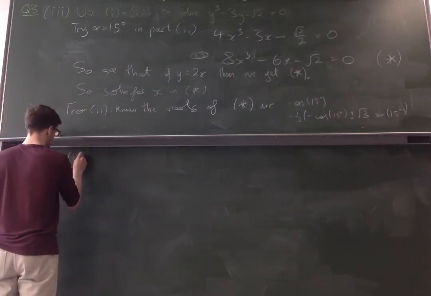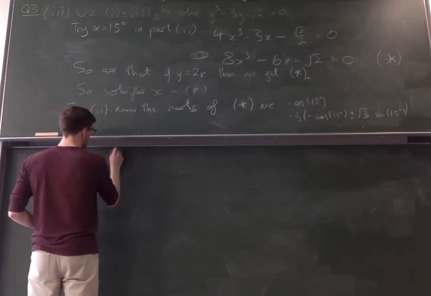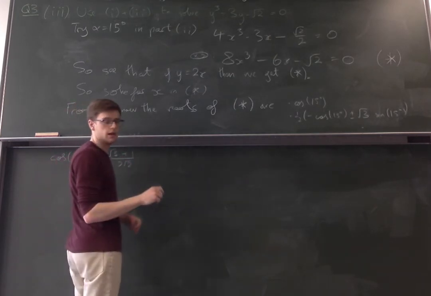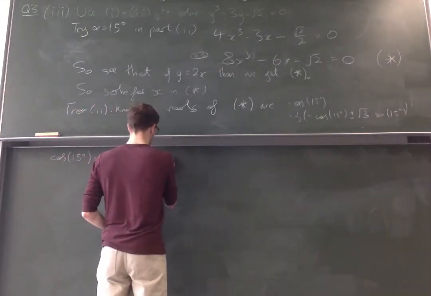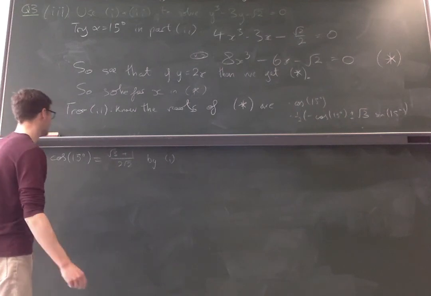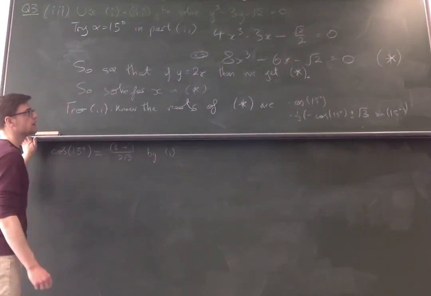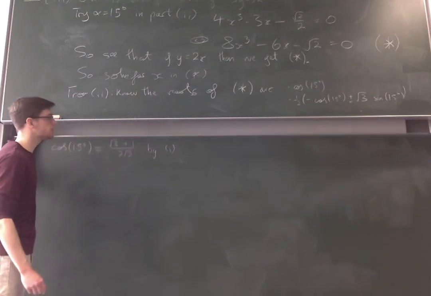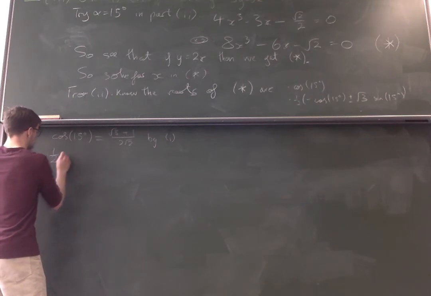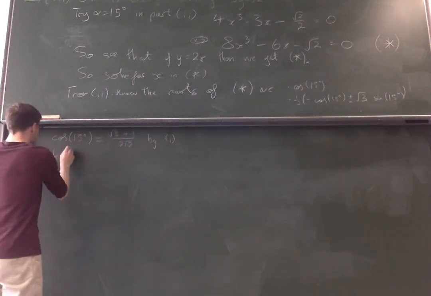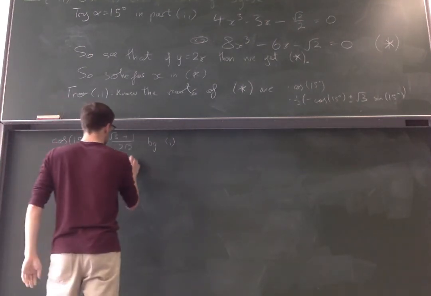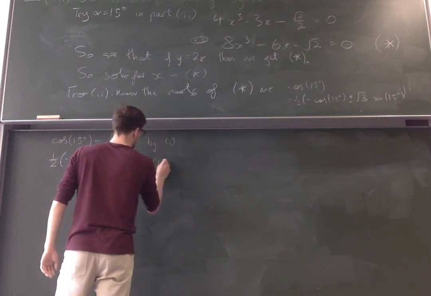So cos of 15 degrees, we found in part 1, was root 3 plus 1 over 2 root 2. And it would be good to say by part 1 here. It's always helpful to show you really are using parts 1 and 2. Okay? By part 1, I'm just going to try and give myself as much space as possible. Now, let's do one of the other roots. A half times minus cos of 15 degrees, and I'll pick the plus one, plus root 3 sine of 15 degrees.